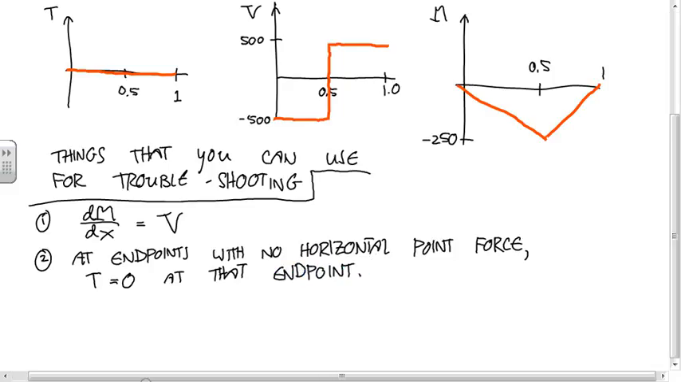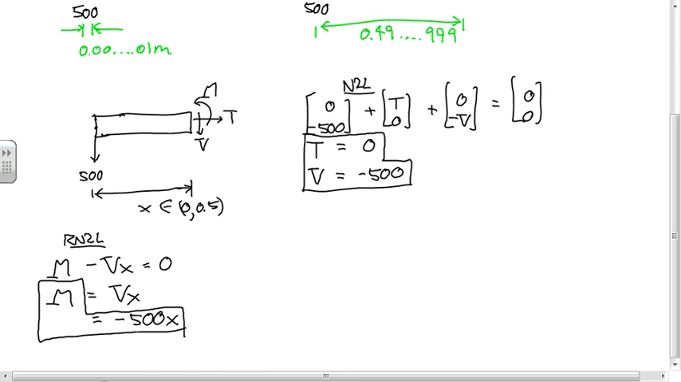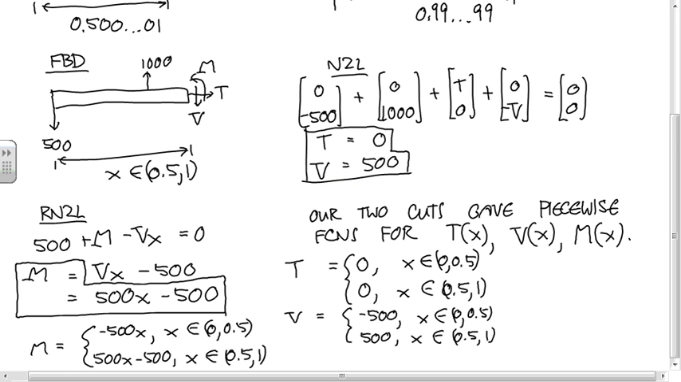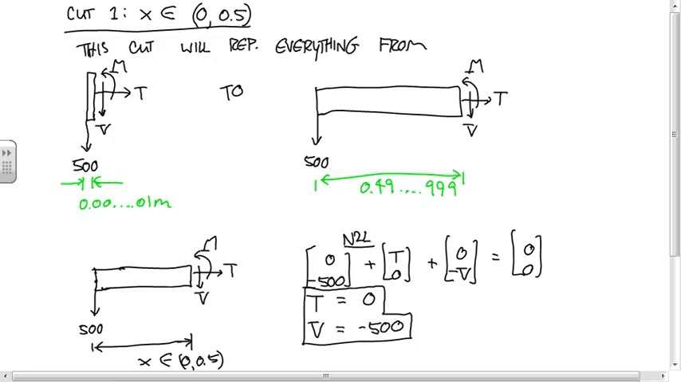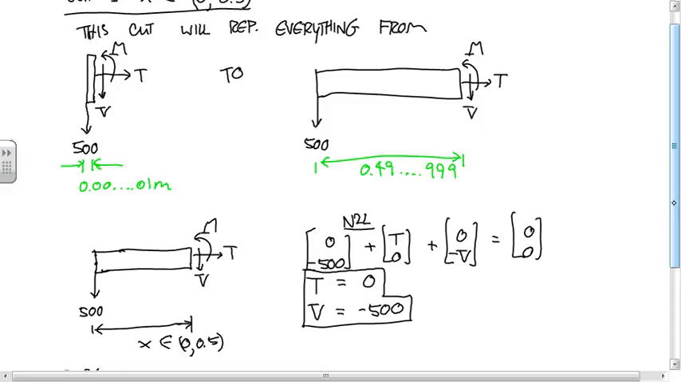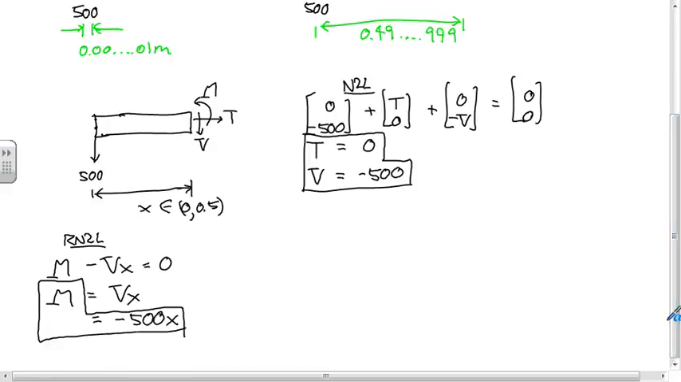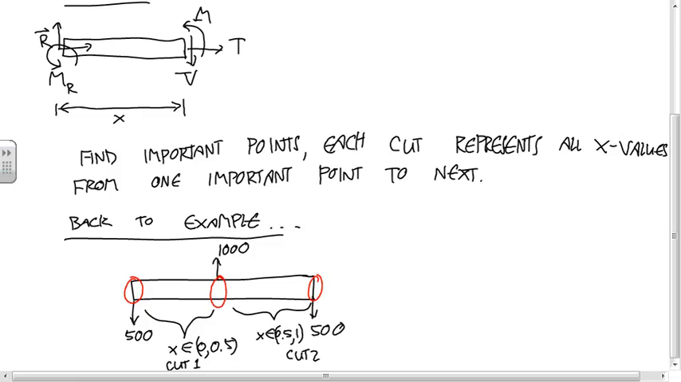Okay, so let's look at our example. The problem we're doing looks like, where did I draw it? Okay, so here's the problem. At this endpoint, is there a horizontal point force? No, there's a vertical one, but no horizontal. Same thing here, right? So we have no horizontal point force happening here or here.